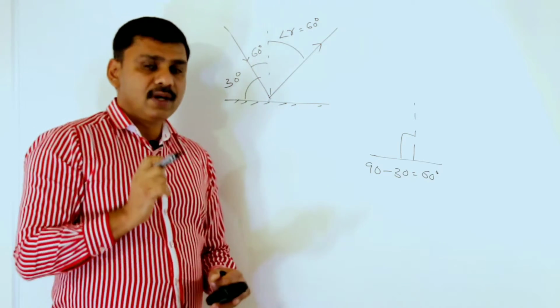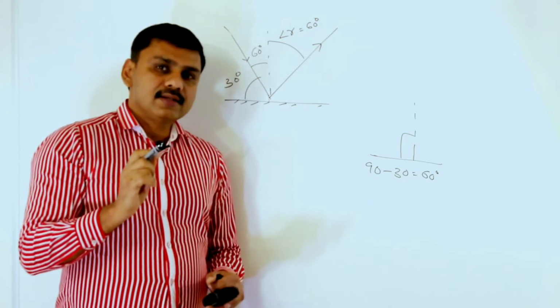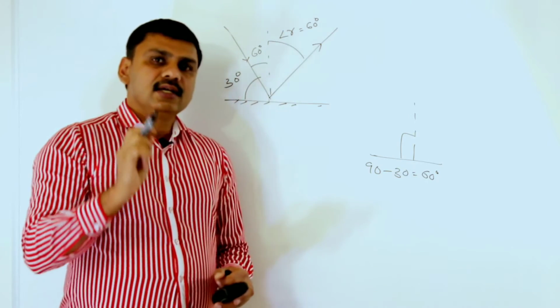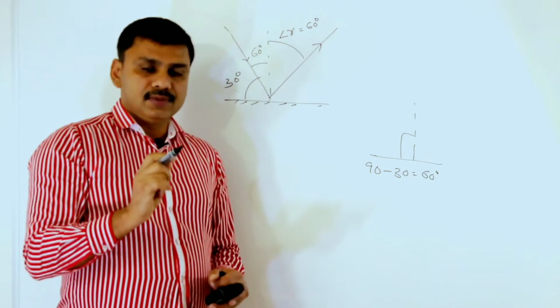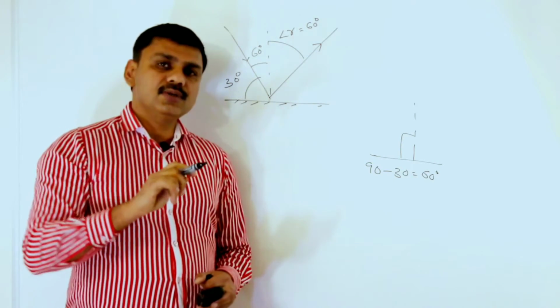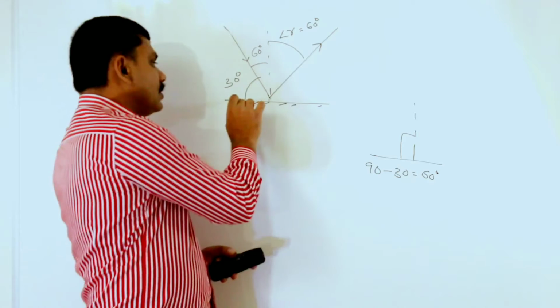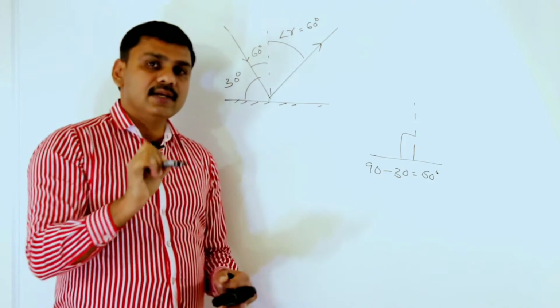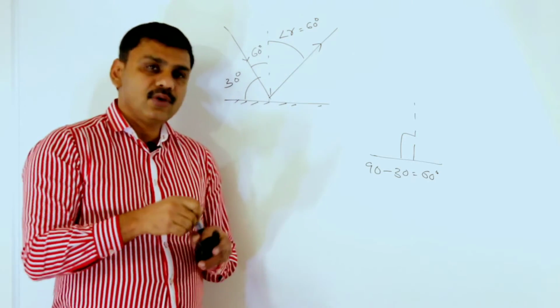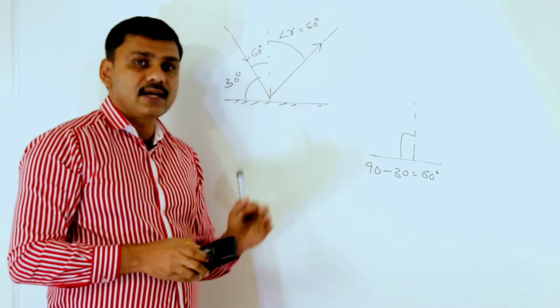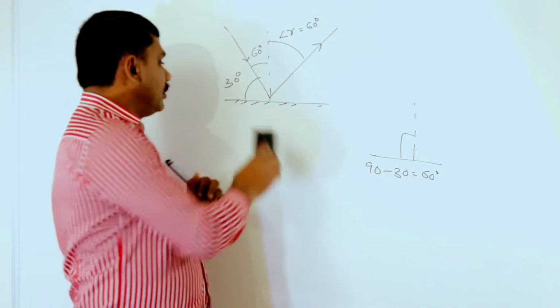So always remember, the angle of incidence and angle of reflection are taken from the normal to the incident ray and normal to the reflected ray. Don't consider the angle from the surface for calculating the incident angle and the reflected angle.